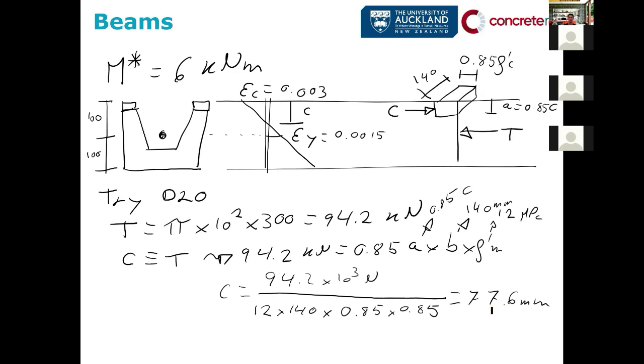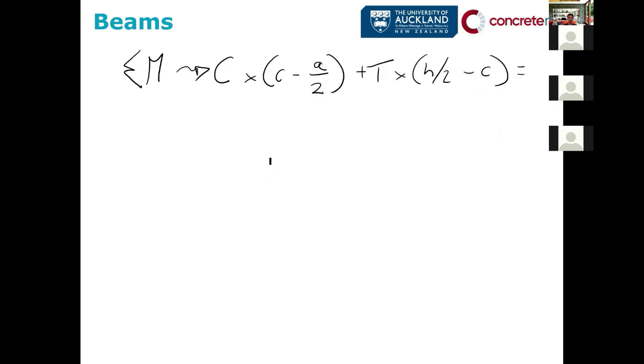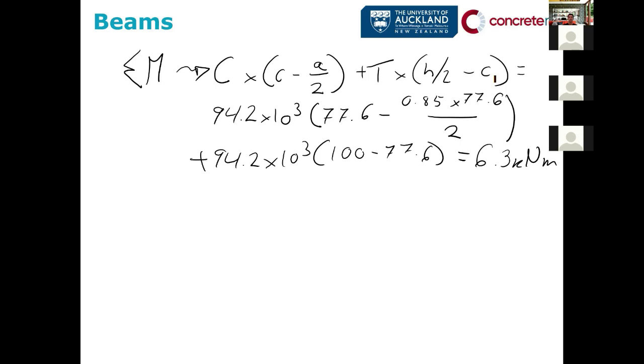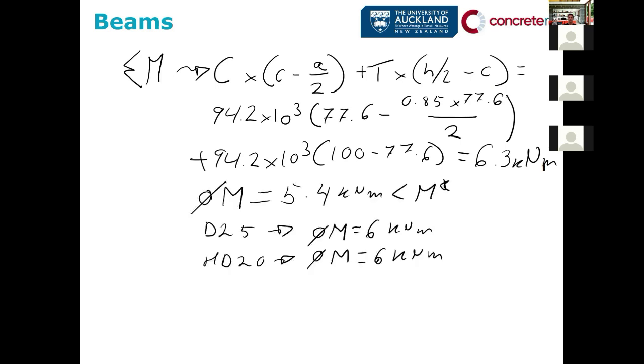Then once we have that c, we can take moments. I've taken moments about the neutral axis, but obviously you can take them anywhere. So my compression force times the distance plus my tension force times the distance. We have the numbers in there, and it gives us 6.3 kilonewton meters. We multiply that by the strength reduction factor, which gives 5.4, smaller than 6. So it's not enough.